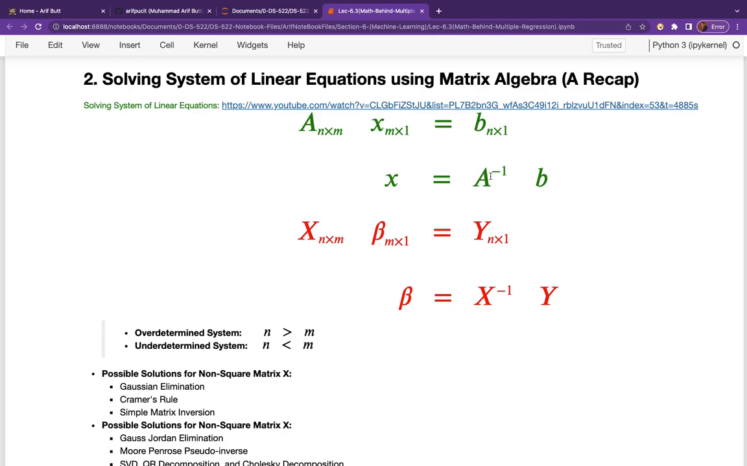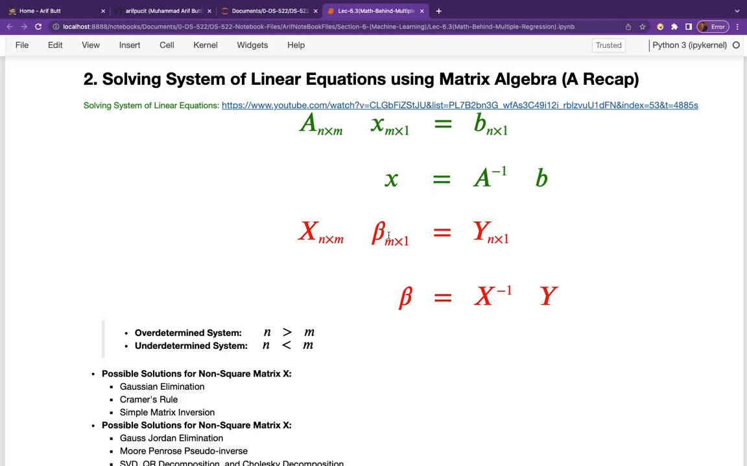My dear students, in machine learning literature, instead of this Ax equals B, you will normally come across the equation X beta equals y. So instead of a known matrix A, we have matrix capital X. Instead of known vector B, we have vector Y. And instead of unknown vector x, we have vector beta.